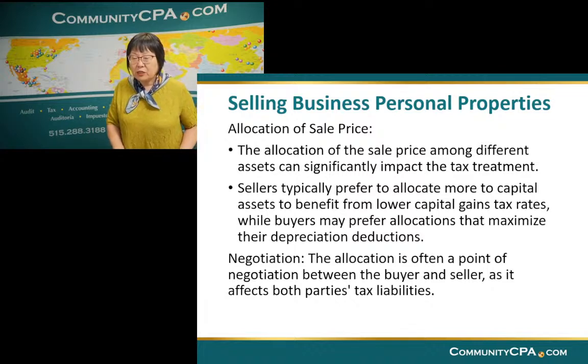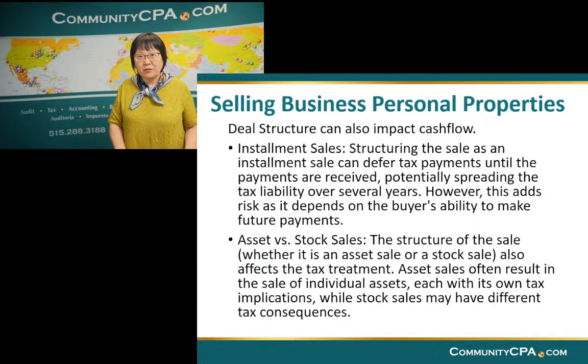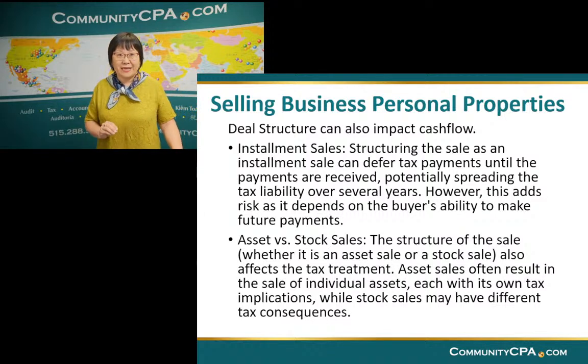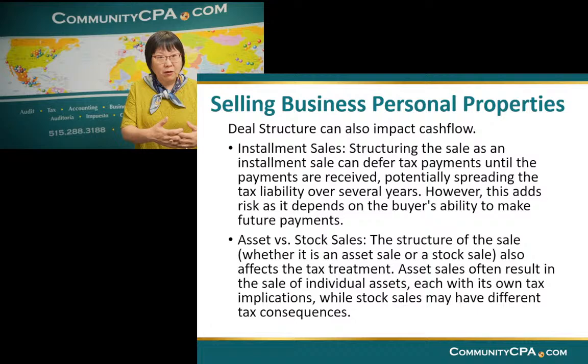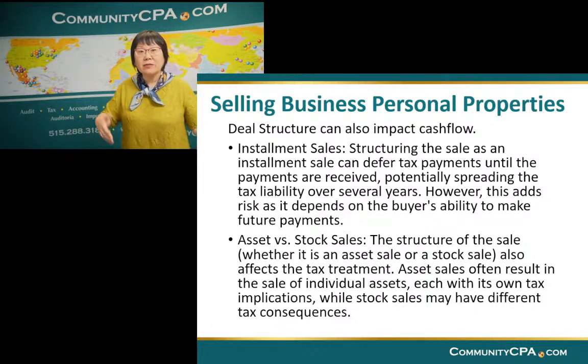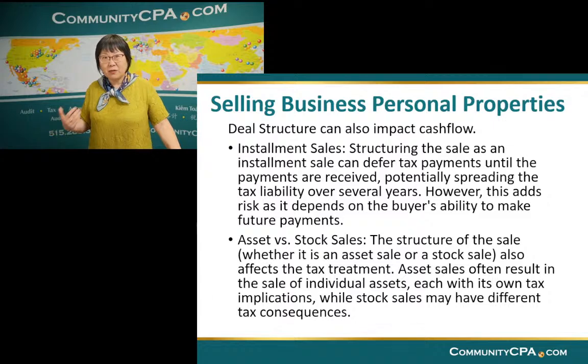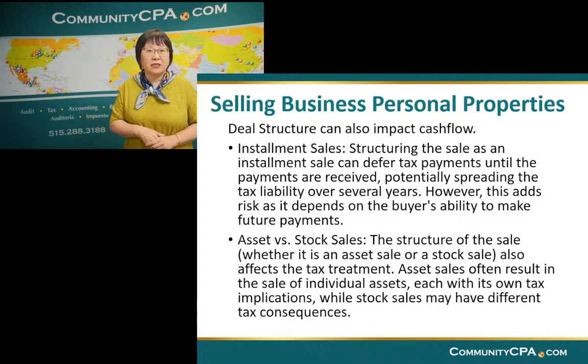Of course, other than the selling price, you need to allocate. And how you receive that money is another negotiation that needs to be done, because you need to consider your needs on the cash flow side. So you structure the sales: whether you want to get paid by installment or right away, and whether you want to sell by asset or by stock. These are deal structures that also impact your cash flow.